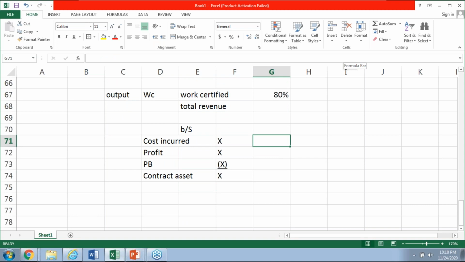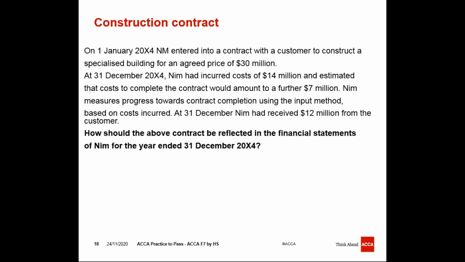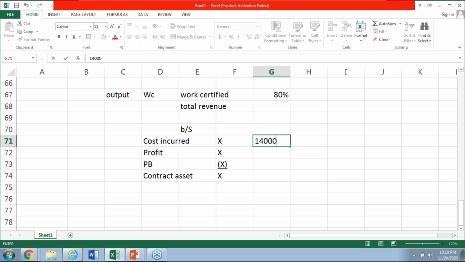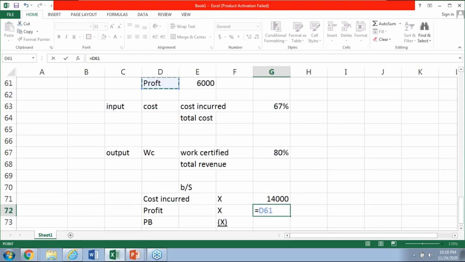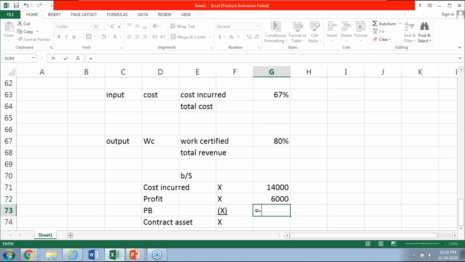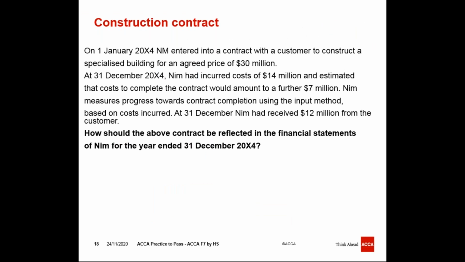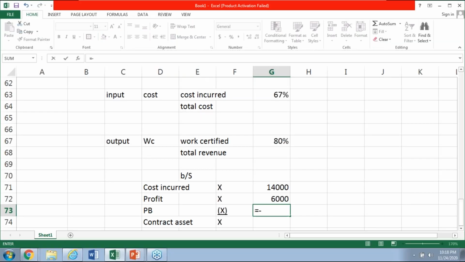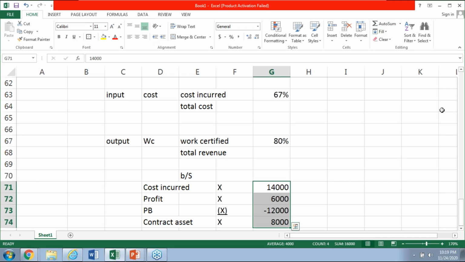Now we are making the balance sheet. In the balance sheet, the cost incurred to date is 14,000. The profit that we have earned to date is 6,000. And the progress billing is 12 million. The amount of the contract asset will be 8,000. Very good.